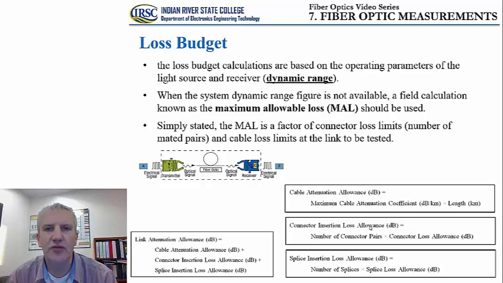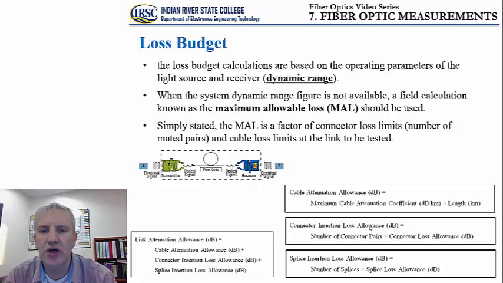Each of these three contributions can also be calculated. If you're, for example, looking at the cable attenuation loss, it's shown in the top box on the right side, where you're basically multiplying the cable attenuation coefficient in dB per kilometer by the total length of the fiber optic link. That's going to give you information about the total loss, the total attenuation of the cable.